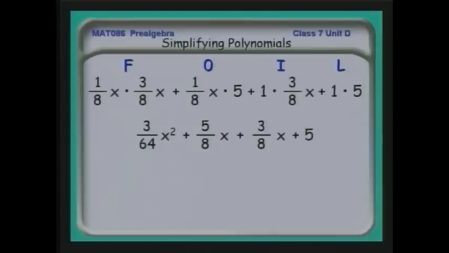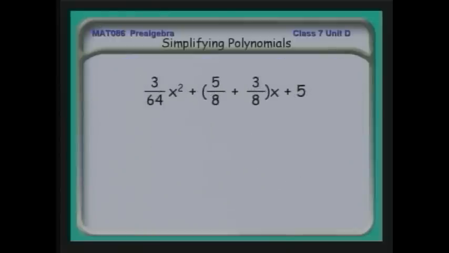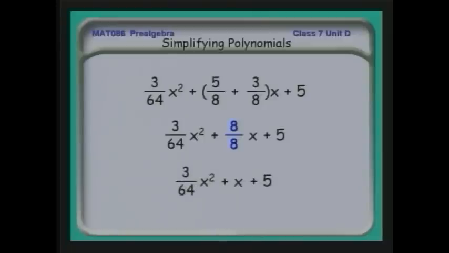Now I notice I have 2 terms with x in them that I need to combine. If I have 5/8 and 3/8, how many eighths is that? 5 plus 3 is 8. It's 8/8, and 8/8 is equal to 1. When I'm finally done then, I have 3/64 x squared plus 1x plus 5.